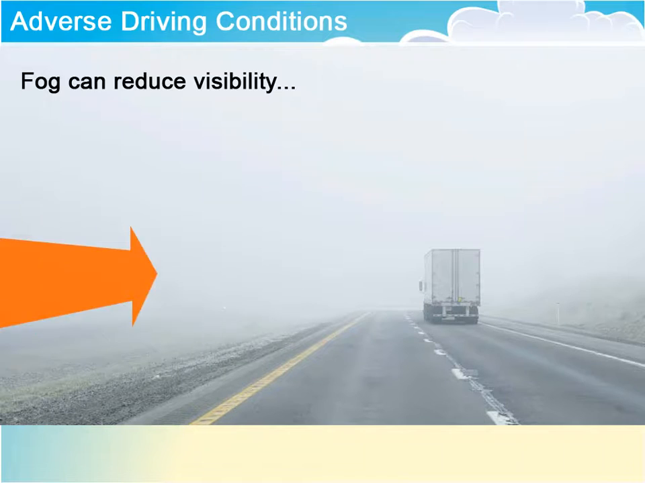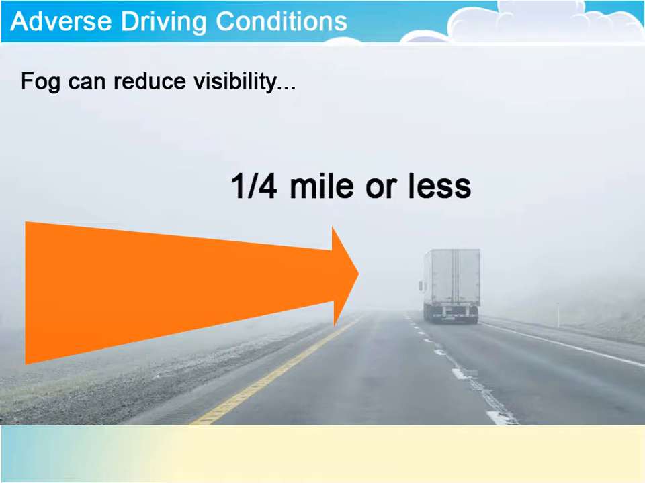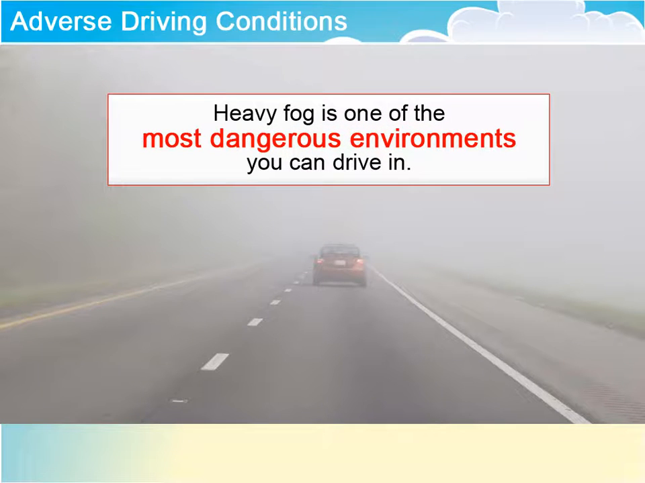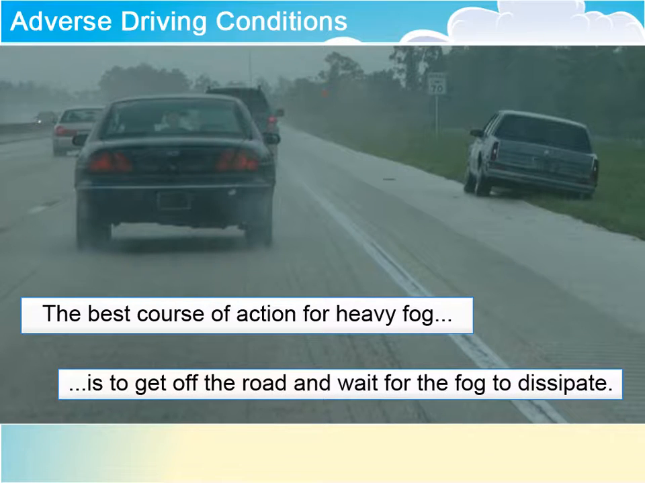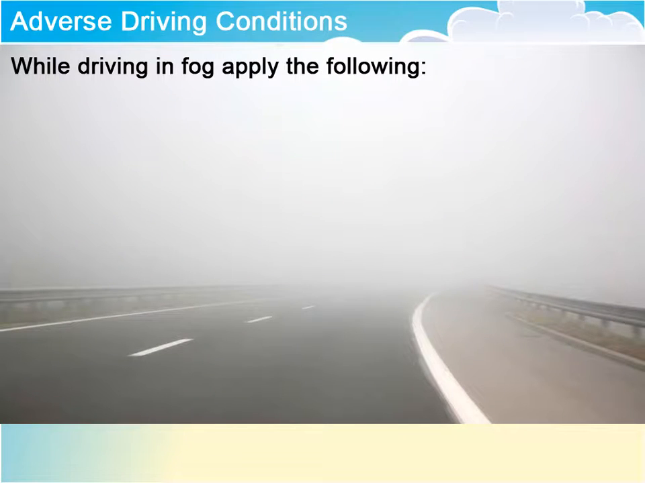Fog is formed when the temperature and dew point are the same. Fog can reduce visibility to 1/4 of a mile or even less. Statistically, heavy fog is one of the most dangerous environments you can drive in. The best course of action for heavy fog is to get off the road and wait for the fog to dissipate. If you are forced to drive in fog, apply the following.